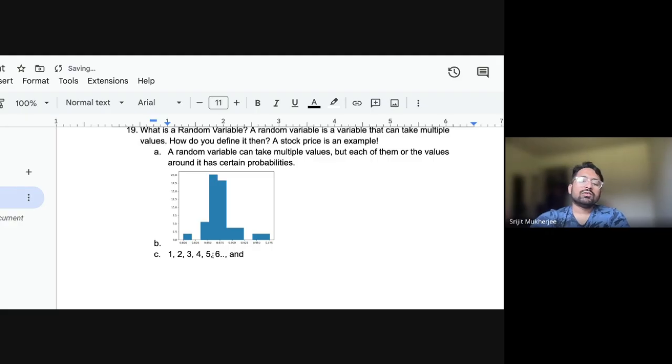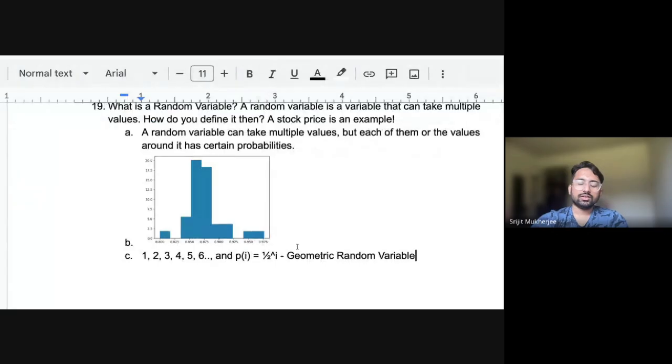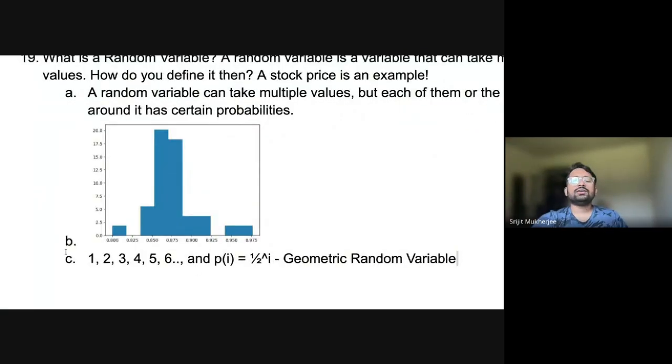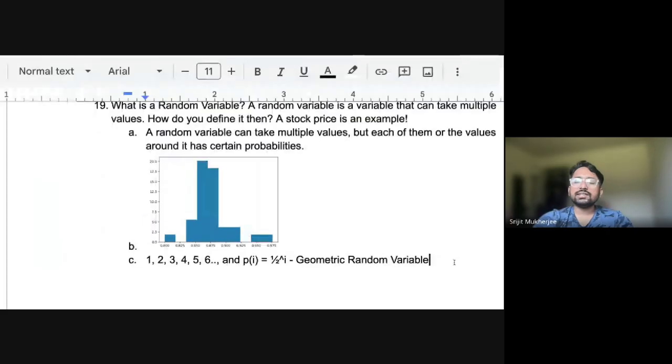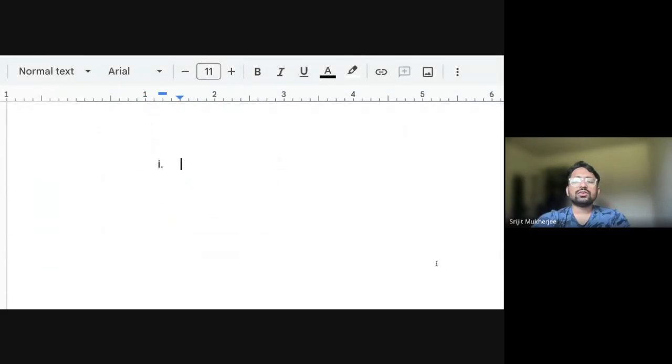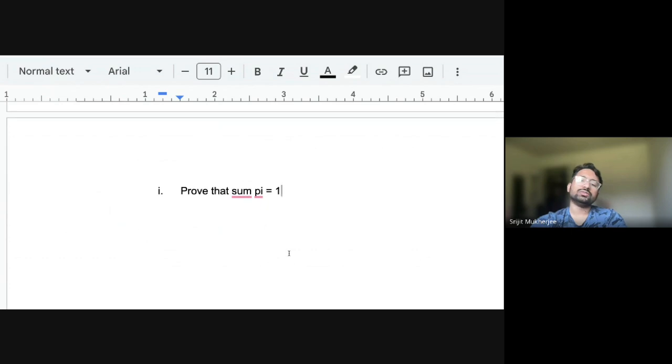And we define a probability P of i, which is 1 by 2 to the power i. Do you see the point? This is one such probability. This is called a geometric random variable, and it can take only these values. We can actually prove that the sum of p i is 1, because the geometric sum you can prove is 1.